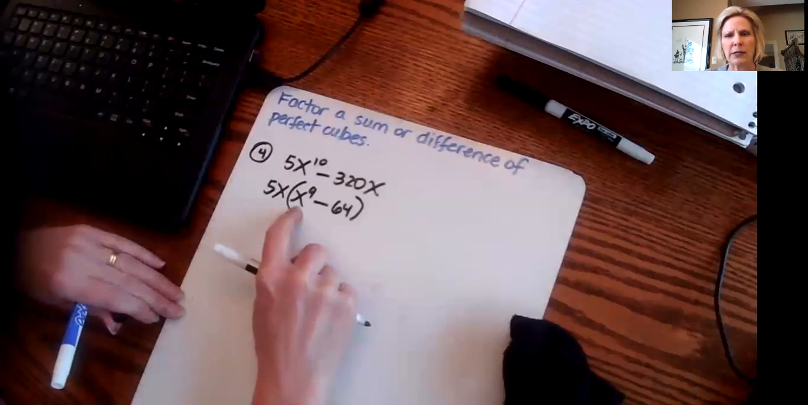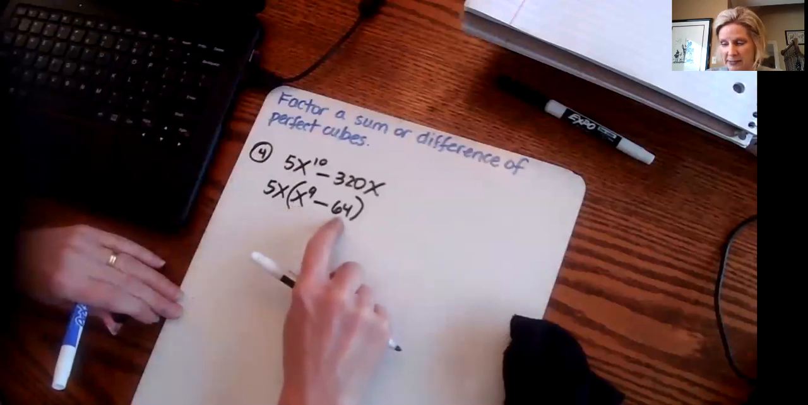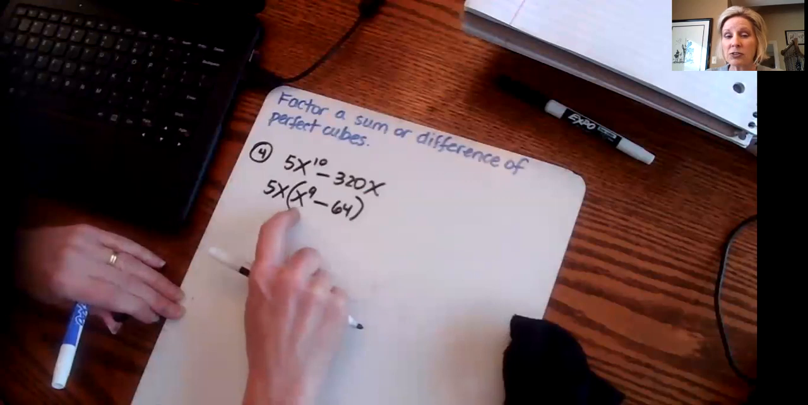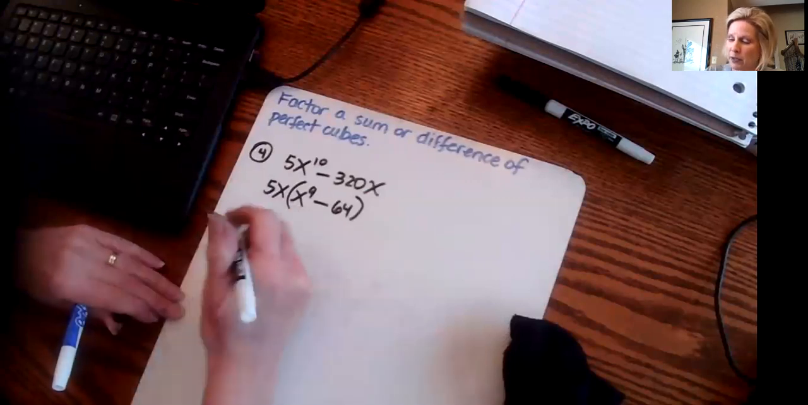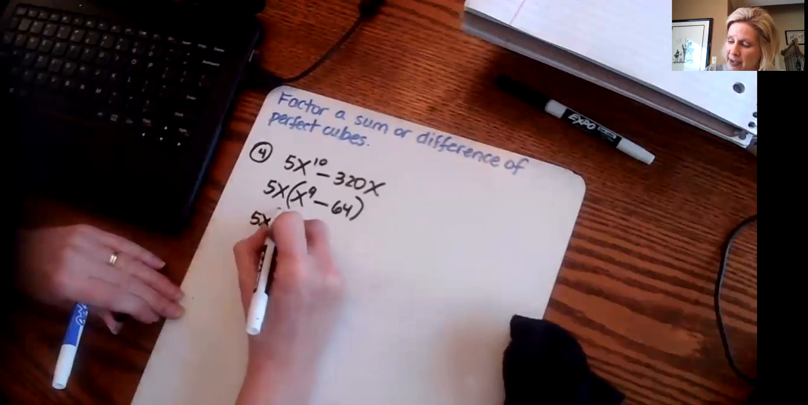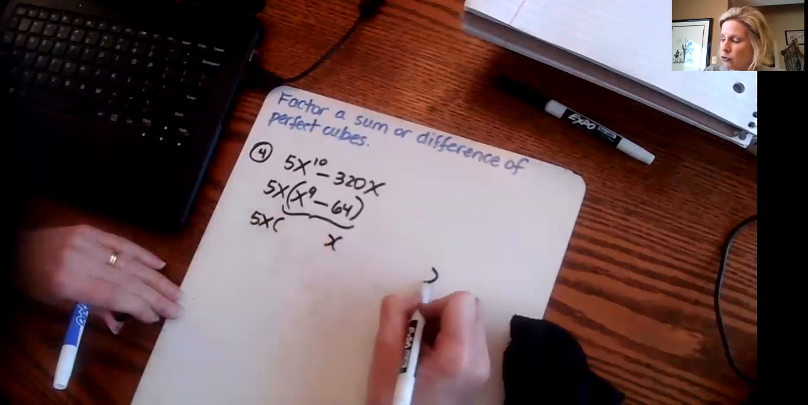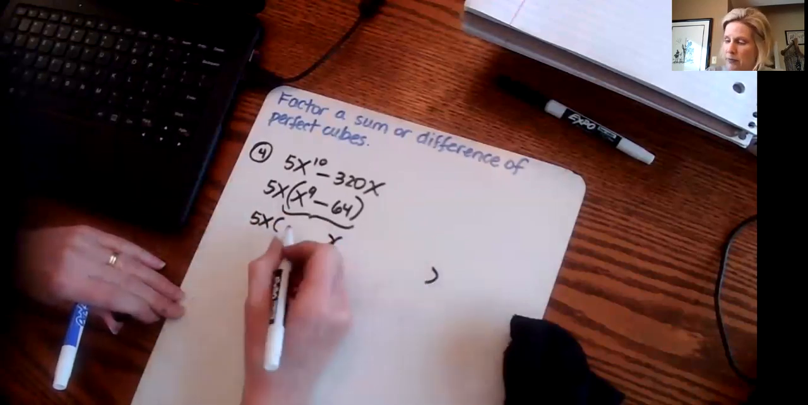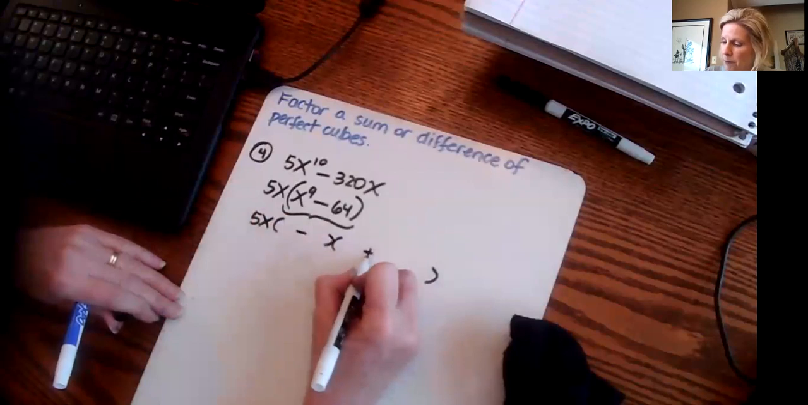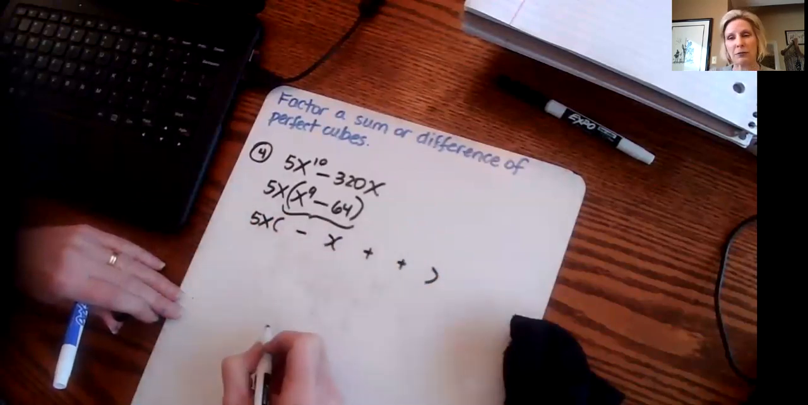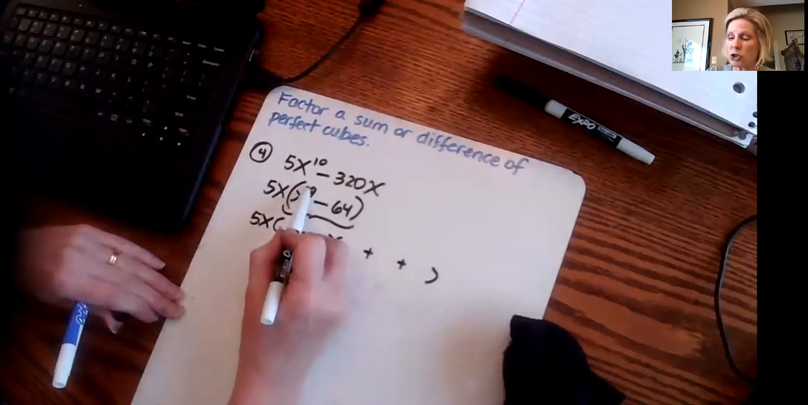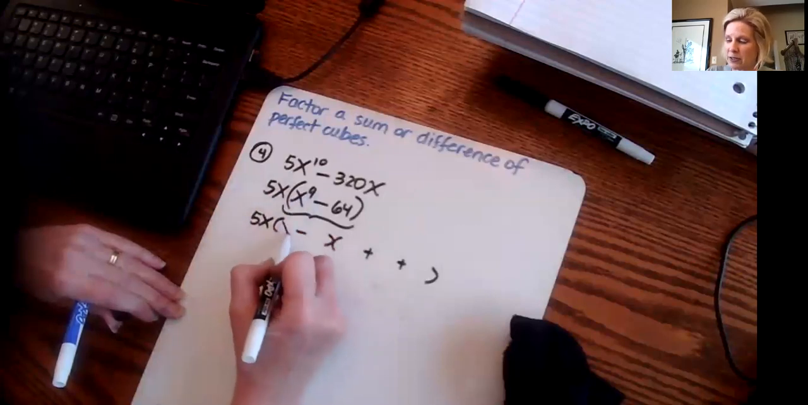Now wait a minute, is it perfect cubes? Yes, 64 is 4 cubed. It's 4 times 4 times 4, so this is a perfect cube. X to the 9th is a perfect cube because 9's divisible by 3. So that means I have to expand it using buy, try, soap. Same, opposite, always positive.